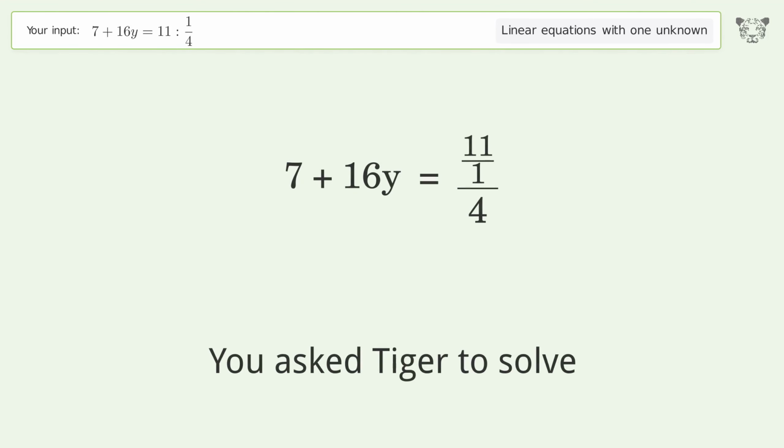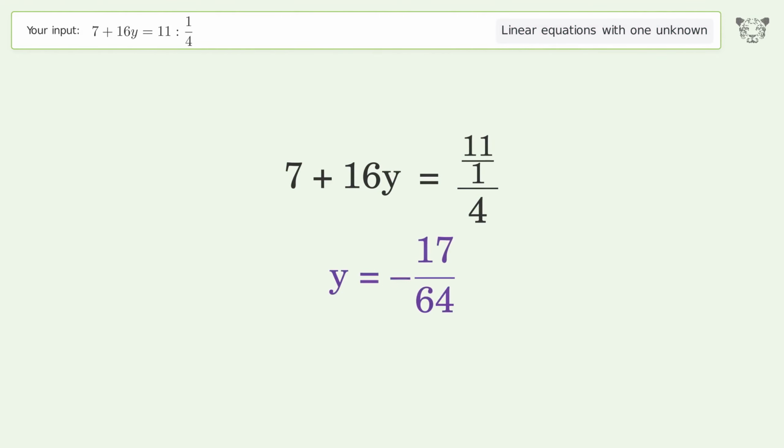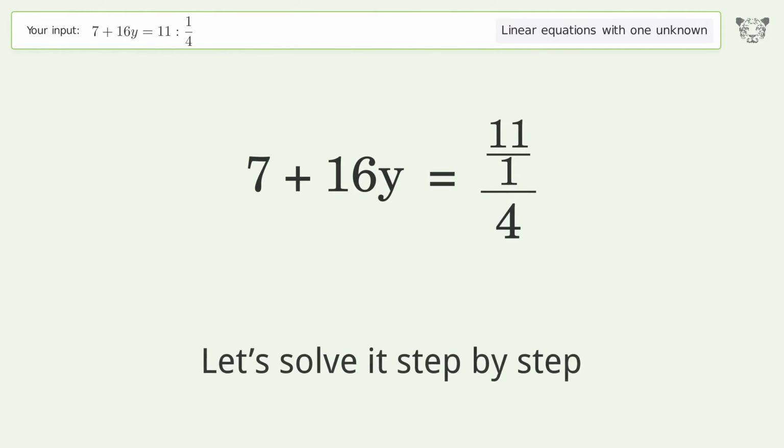You ask Tiger to solve. This deals with linear equations with one unknown. The final result is y equals -17/64. Let's solve it step by step.